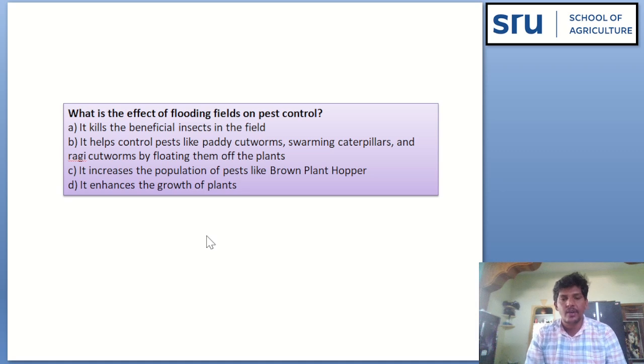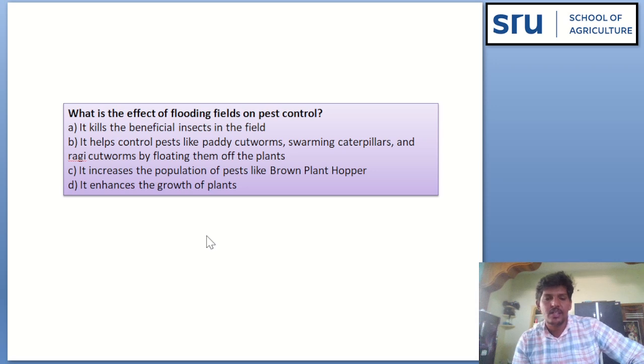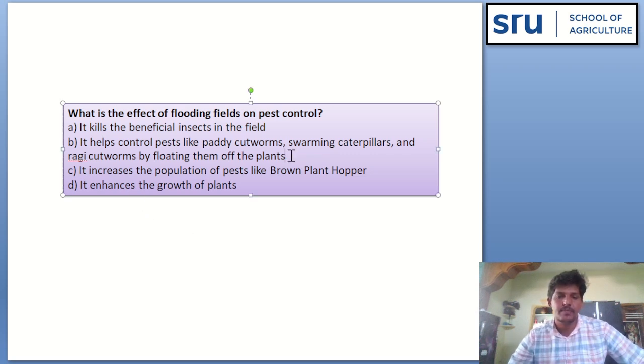What is the effect of flooding fields on pest control? A: It kills the beneficial insects in the field. B: It helps control pests like paddy cutworm, swarming caterpillar, and ragi cutworm by floating them off the plant. C: It increases the population of pests like brown plant hopper. D: It enhances the growth of the plant. Here the correct answer is B.